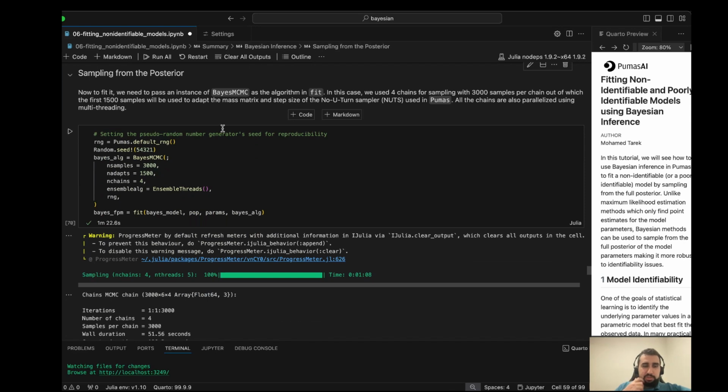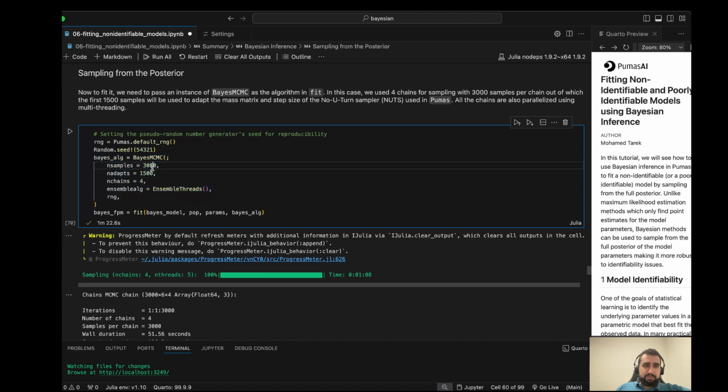Now, next, to use Bayesian inference, instead of using naive pooled or FOCE or Laplace, in Pumas you would just define an algorithm called Bayes MCMC. And under the hood, this actually uses the no-U-turn sampler algorithm, which is kind of the gold standard for models where you only have continuous parameters, which is most of the models that we deal with.